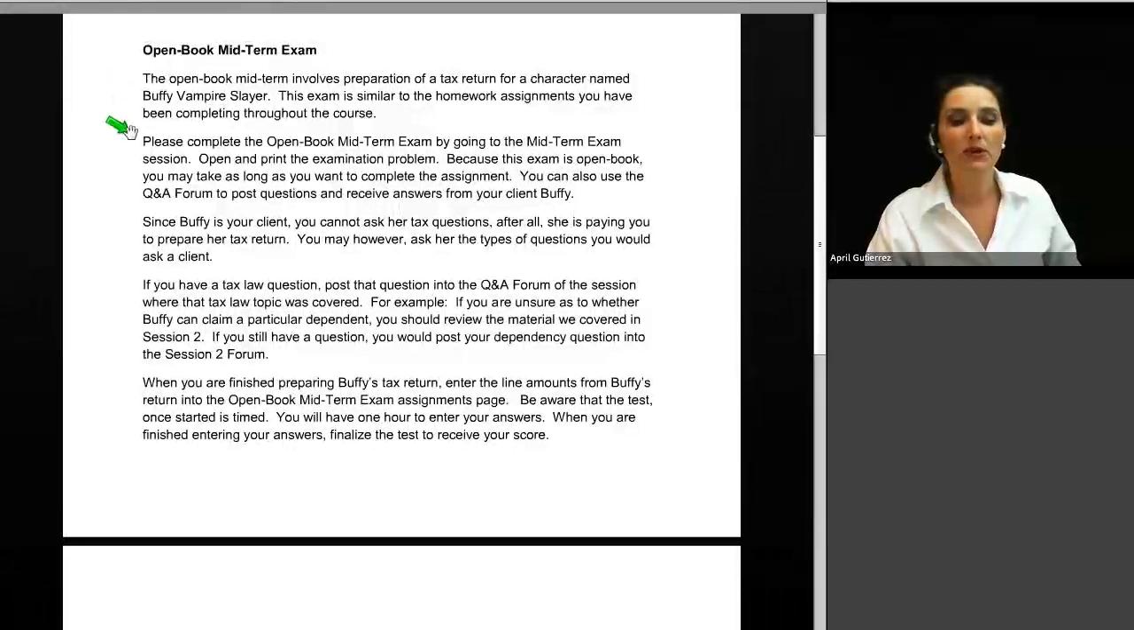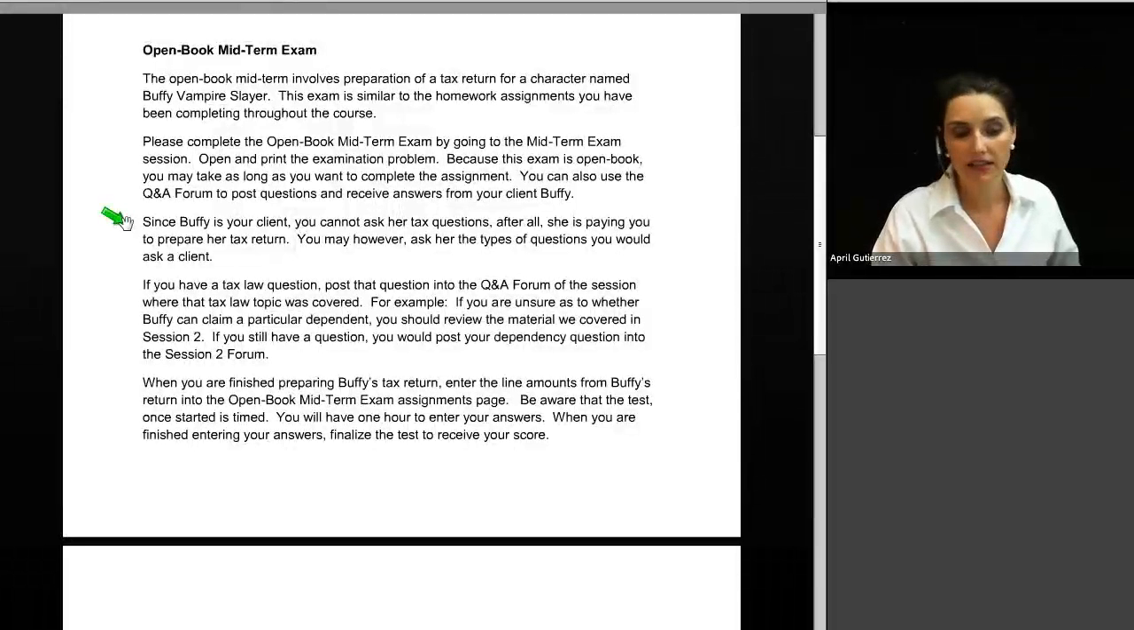Please complete the open book midterm exam by going to the midterm exam session. Open and print the examination problem. Because this exam is open book, you may take as long as you want to complete the assignment. You can also use the Q&A forum to post questions and receive answers from your client, Buffy. Now, since Buffy is your client, however, you cannot ask her tax questions. After all, she is paying you to prepare her tax return. Who would you be to ask her tax questions? You may, however, ask her the types of questions you would ask a tax client.